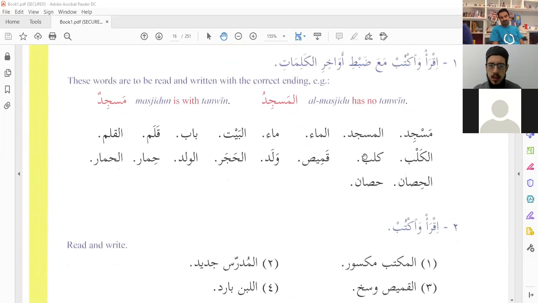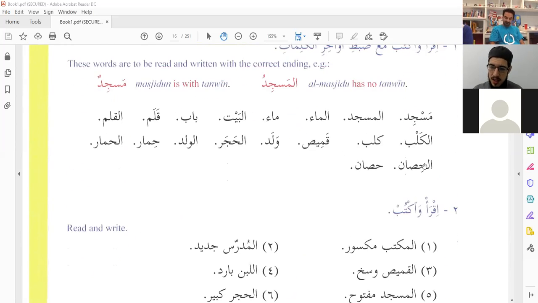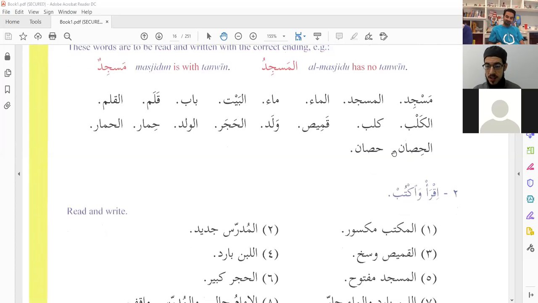Great job. Okay, now we're going to test your application. This next activity is going to test your application of understanding the difference between definite and indefinite nouns. So we said that what we had was like a seesaw effect. If you have a common noun, it's either going to have alif lam or it's not. Here, I'm going to switch the screen share to the whiteboard just to drive the point home.